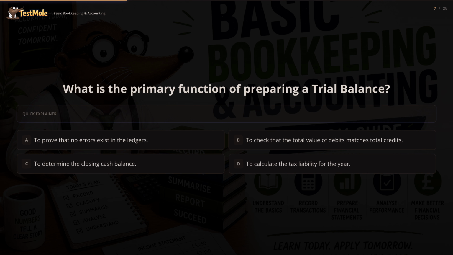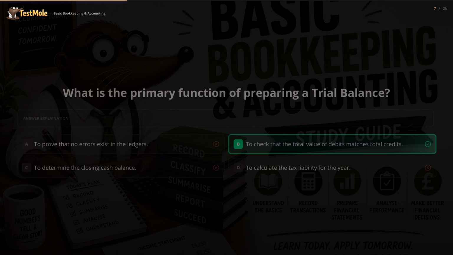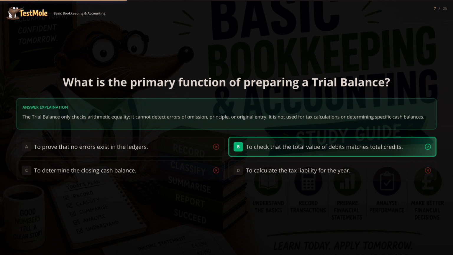Let's review the options. A. To prove that no errors exist in the ledgers. B. To check that the total value of debits matches total credits. C. To determine the closing cash balance. D. To calculate the tax liability for the year. The answer is B. The trial balance only checks arithmetic equality. It cannot detect errors of omission, principal, or original entry. It is not used for tax calculations or determining specific cash balances.